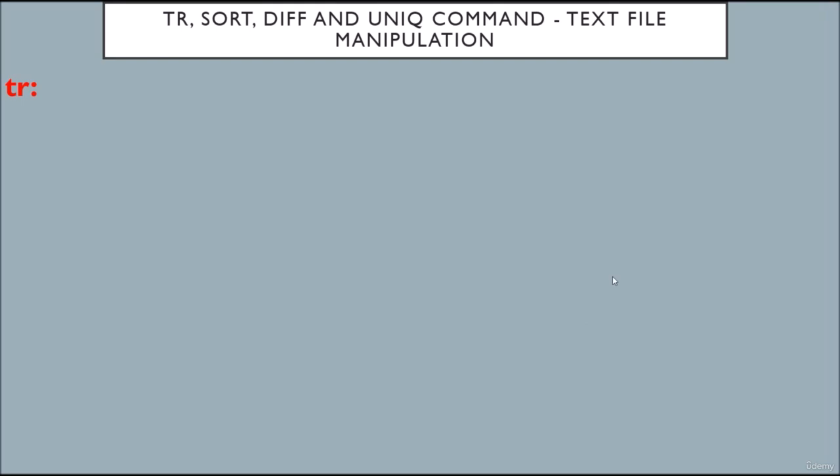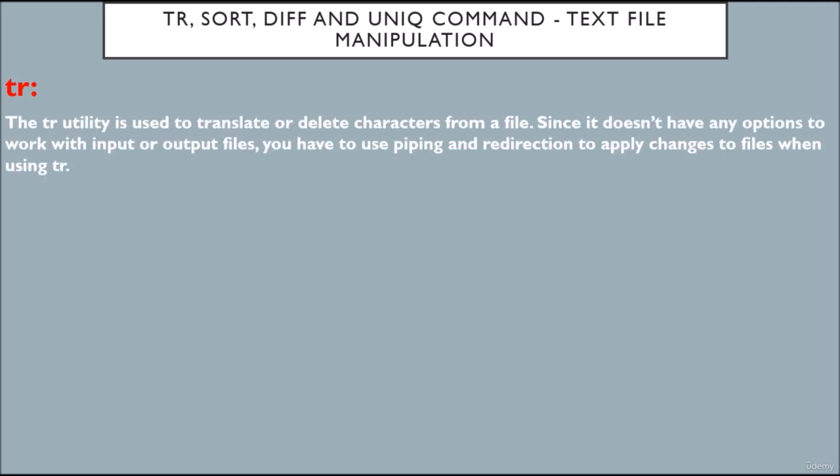In this lecture, we will talk about the tr, sort, diff, and uniq commands. Let's start with the tr command. The tr utility is used to translate or delete characters from a file. Since it doesn't have any options to work with input or output files, you have to use piping and redirection to apply changes to files when using tr.